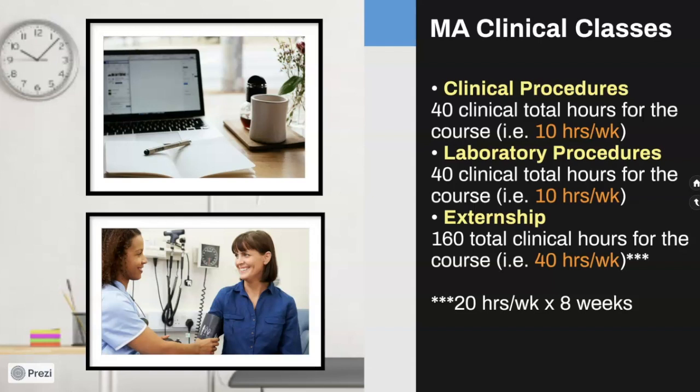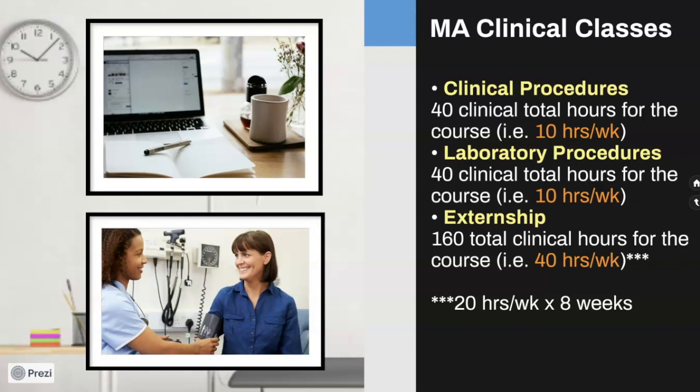The first two classes, clinical procedures and laboratory procedures, are referred to as your preceptorship classes, in which you'll be working 10 unpaid hours a week for the 4 weeks of each class. The externship requirement is 40 unpaid hours per week for the 4 weeks of the class, noting that you can take a 4-week extension for the externship if needed, allowing you to work 20 hours a week for 8 weeks.